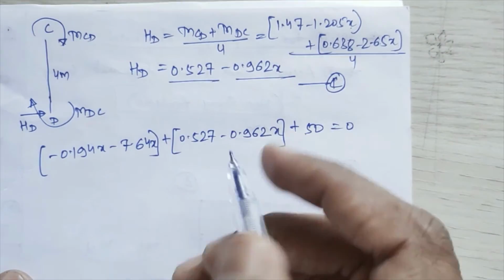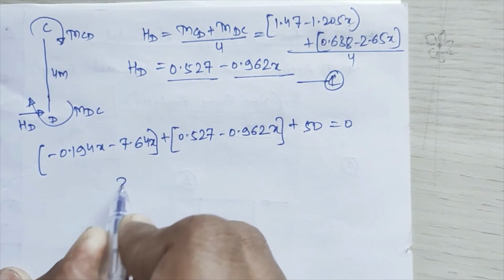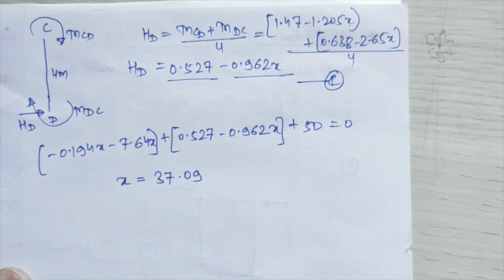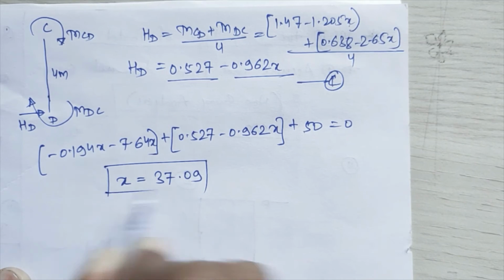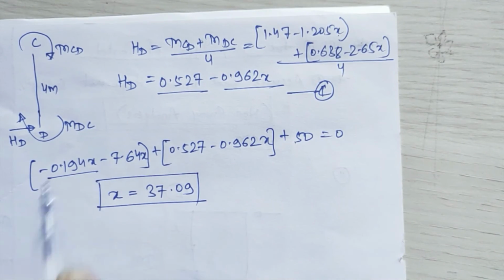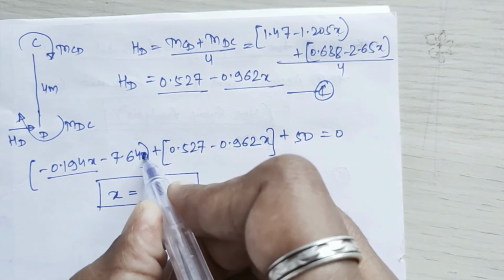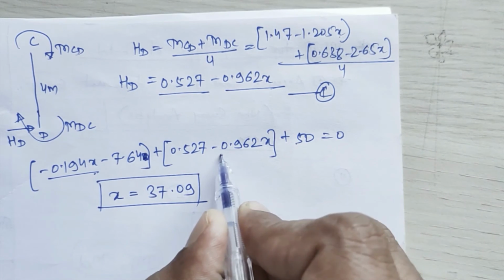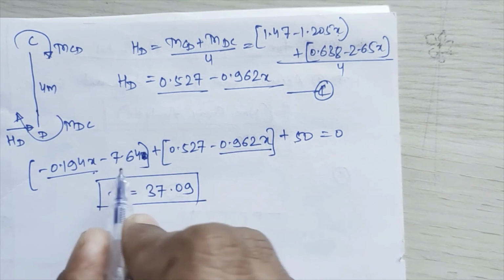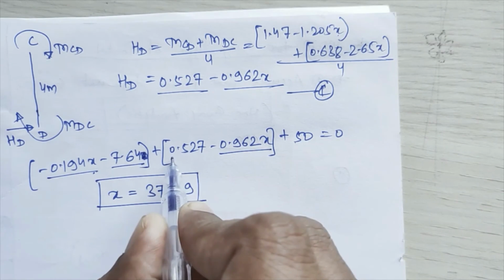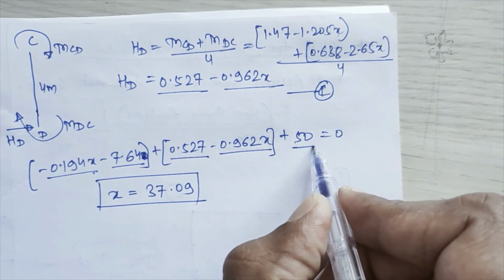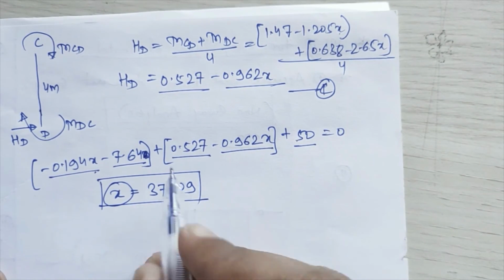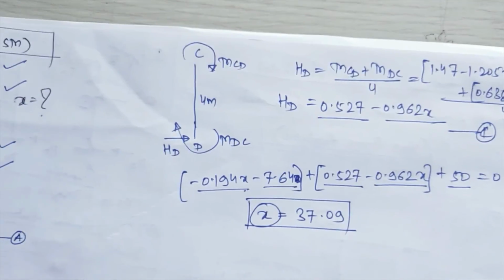So if you simplify this, I'll get the X value as X is equal to 37.09. Here the X terms, 0.194 of X minus 0.962 of X, will get simplified, and minus 7.64 plus 0.527 plus this 50 equals 0. So from this I can calculate the value of X, that I am getting as 37.09.